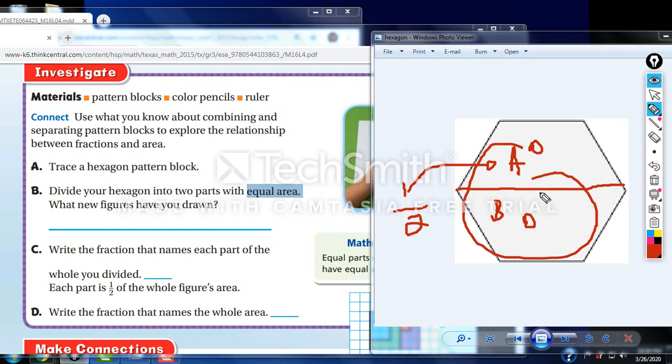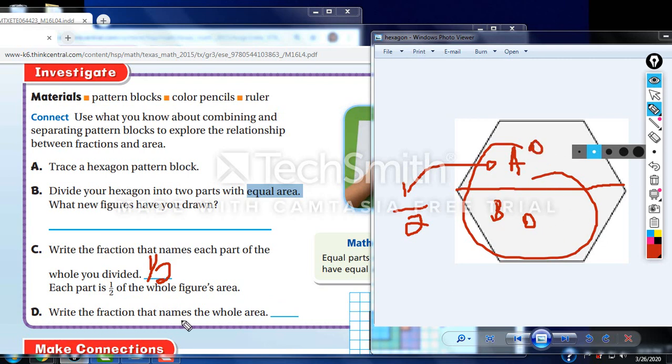That's what you have to figure out, and that's what you have to determine right now and understand before you move on. So write the fraction that names each part of the whole you divided, 1/2. Each part is half of the whole figure's area. Each one of these is half of the total area.